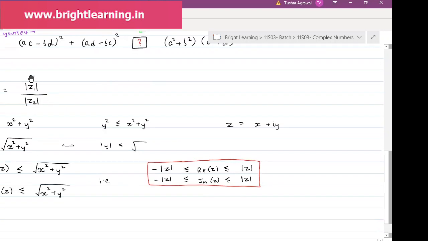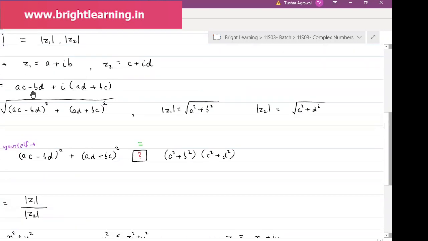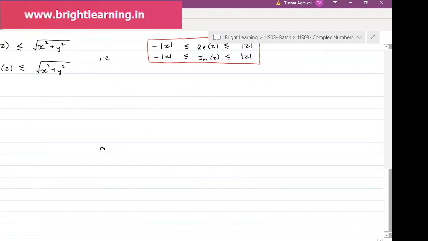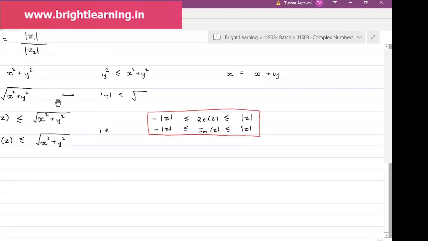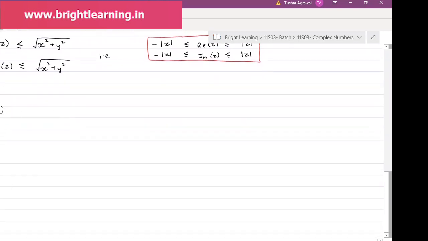The important properties are only about multiplication and division, and this I've already done. Now the next is conjugate.